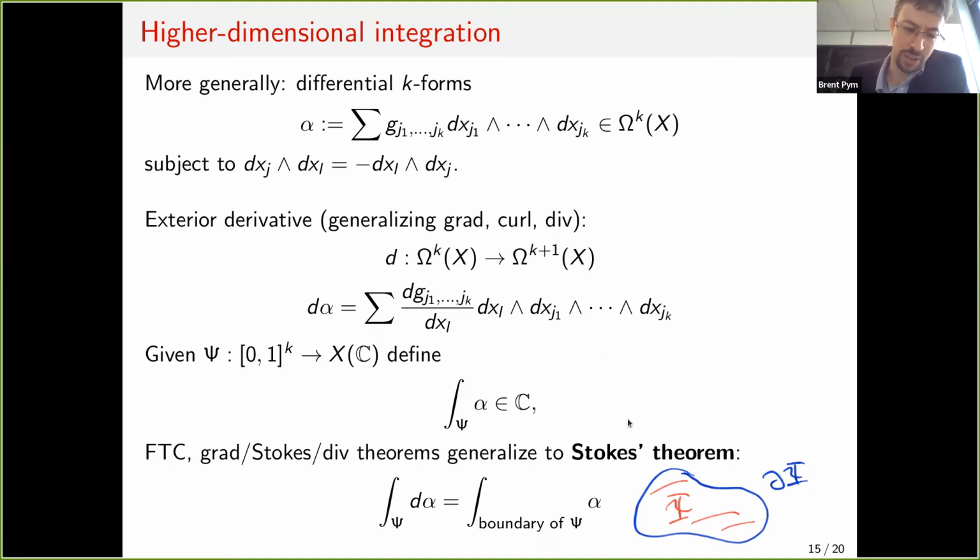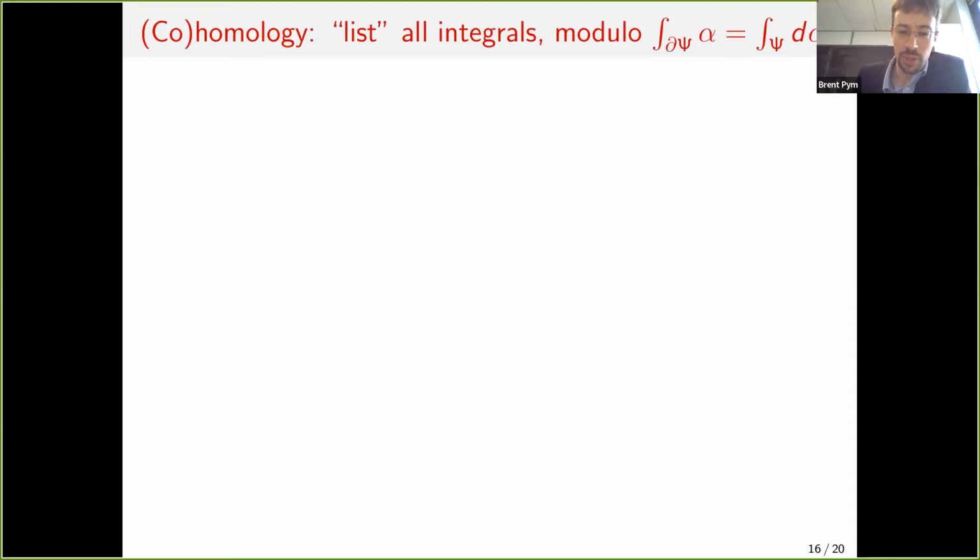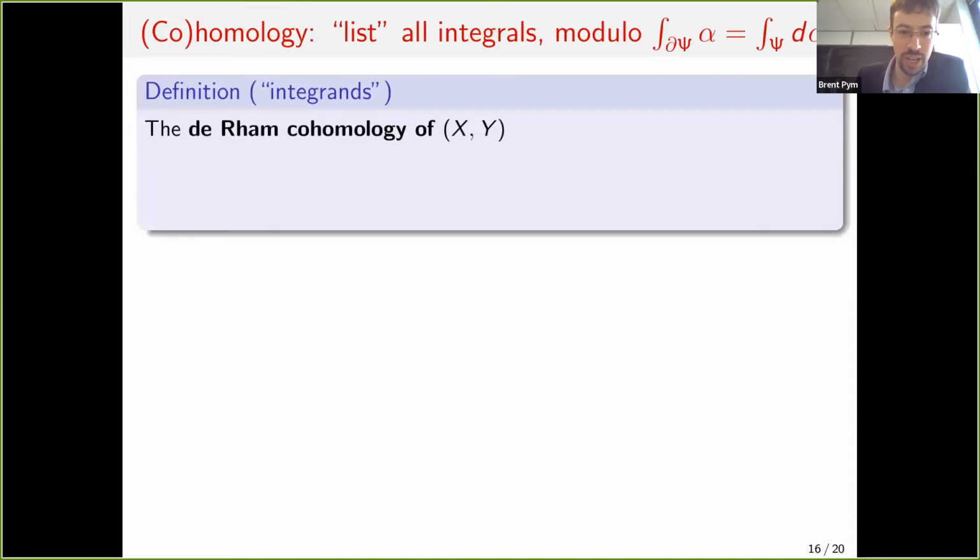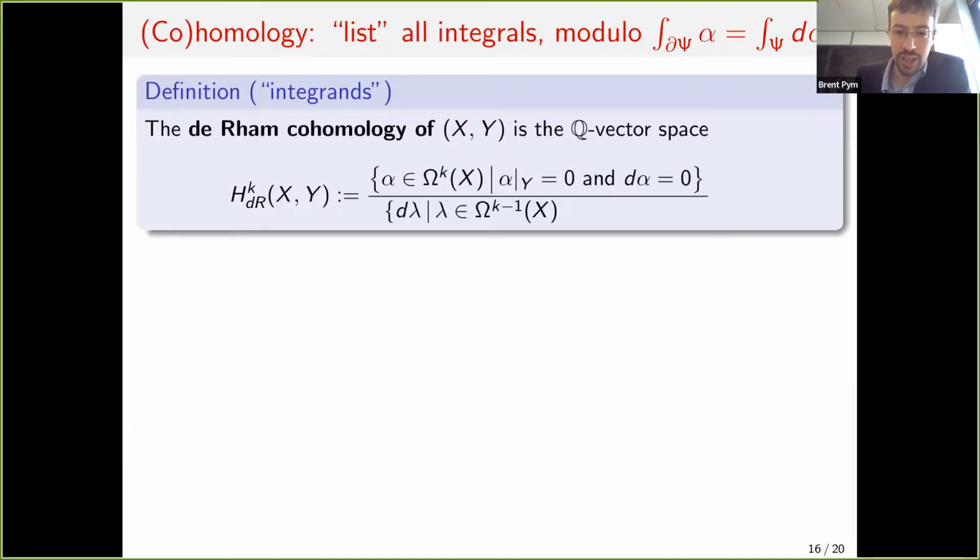So I wanted to say there's a generalization of the fundamental theorem of calculus, which is called Stokes' theorem, which I guess you'll see in the 341 version of this. Okay, so the really important idea is that in algebraic geometry, what we try to do is to make a list of all the possible integrals which you can write down, modulo this relation, which is basically the fundamental theorem of calculus.